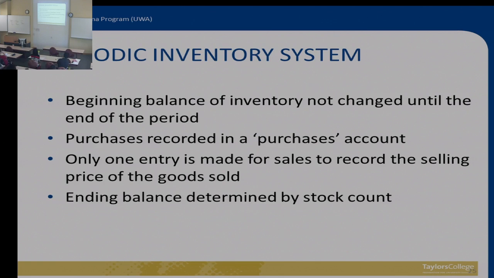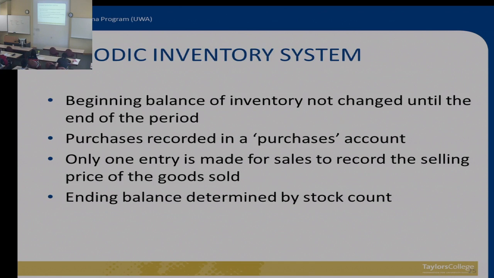The ending balance of your inventory is determined by a stock count. Now, it's not to say that with the perpetual system you don't do a stock count, because you do a stock count with either system, but the stock count with this particular system determines your ending balance, okay? So you don't really know with this system how many things you might have broken or lost or had stolen from your inventory during the year, because you've been recording your sales, but you don't know what's happened to those other types of things that might have happened.